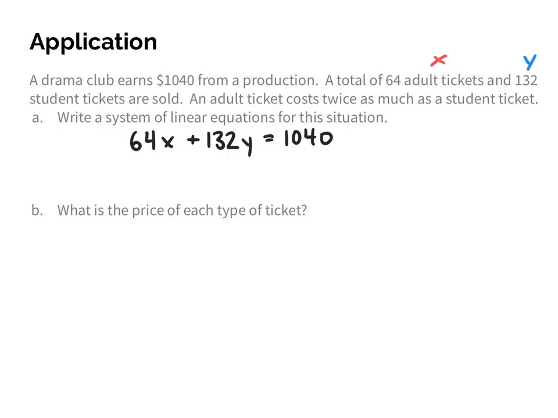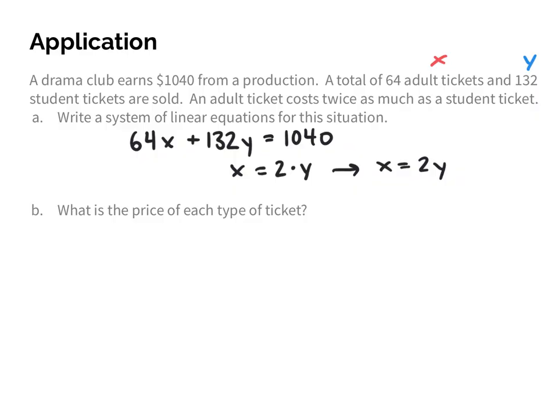Now it says here an adult ticket costs twice as much as a student ticket. Now, how do I write that as an equation? Well, it says an adult ticket. So my adult ticket is X. So I'll say that X equals 2 times the cost of a student ticket. So 2 times the cost of a student ticket, which is Y. So what that'll simplify down to is X equals 2Y. Nice. Now, that's a little bit different looking because I don't have adding or subtracting.